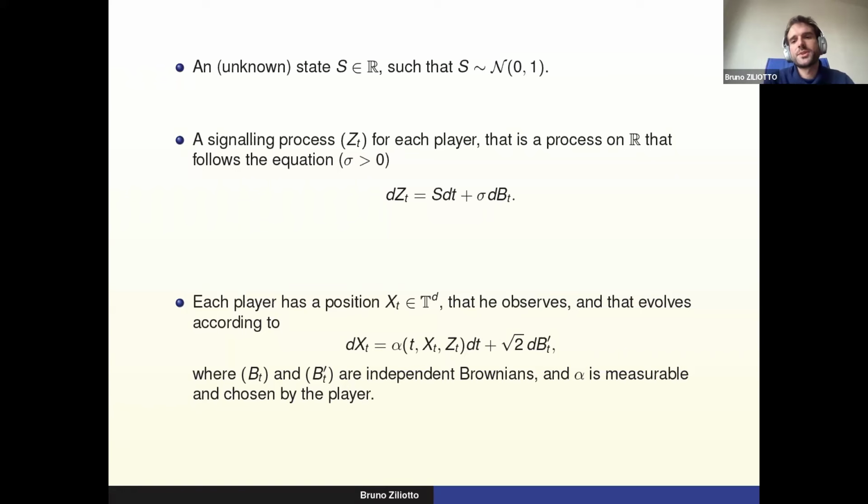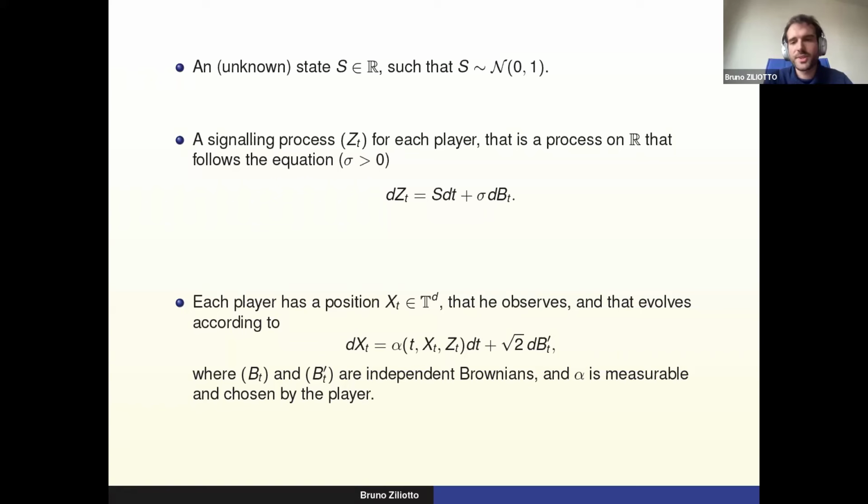So you can see the difference between the classic MFG model is this signaling process, which is somehow similar to the equation that drives the position of the player. But instead of having a control, you just have S, which is the unknown state. But the analogy between these two equations will be very useful to derive equations.